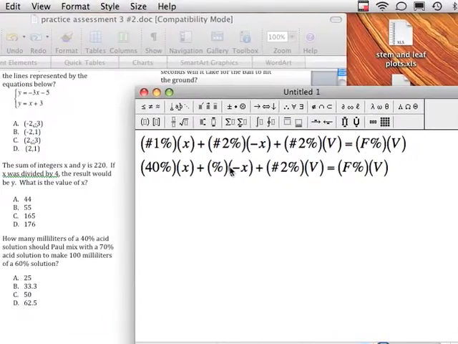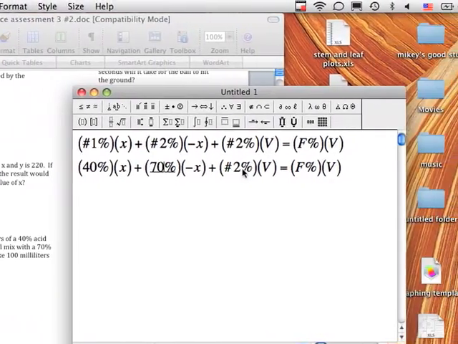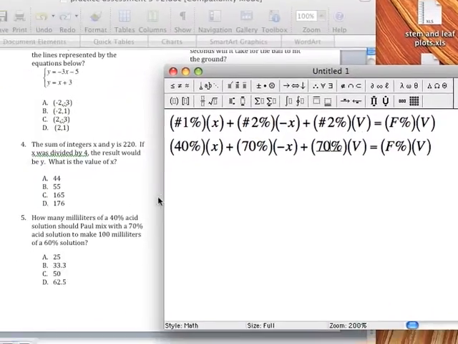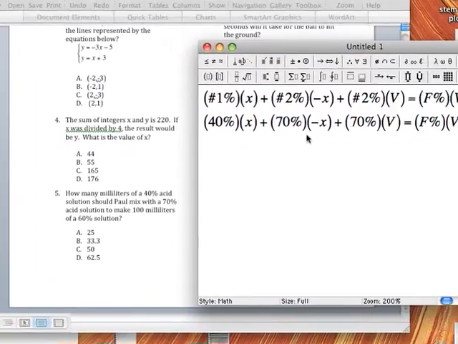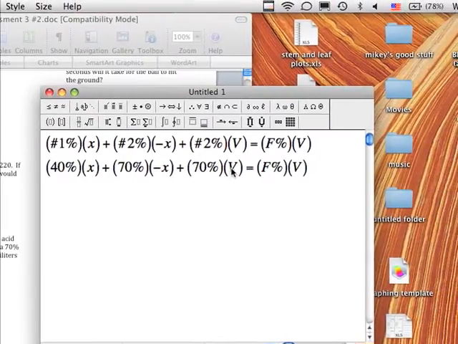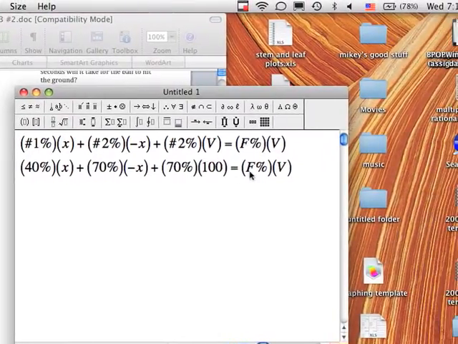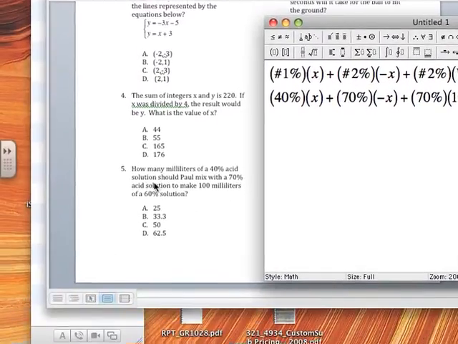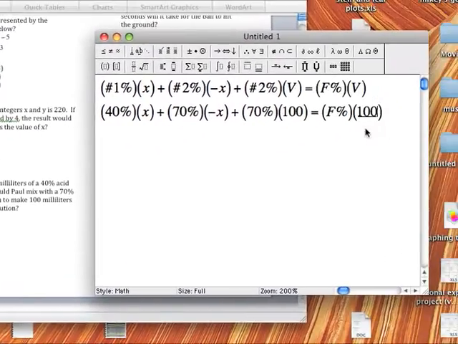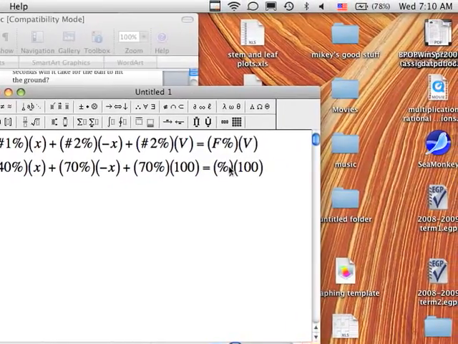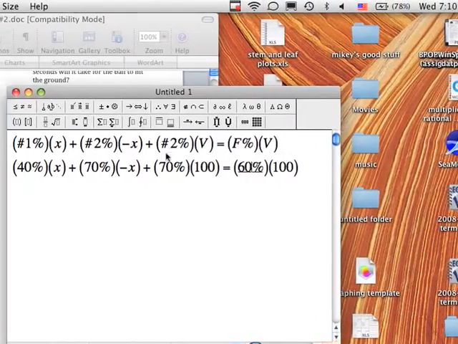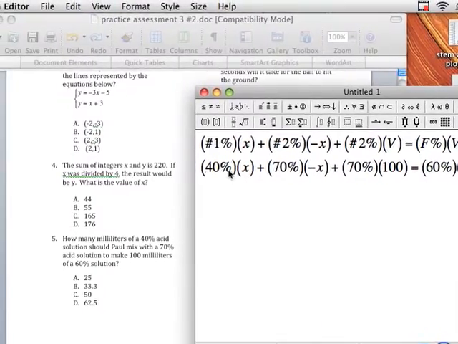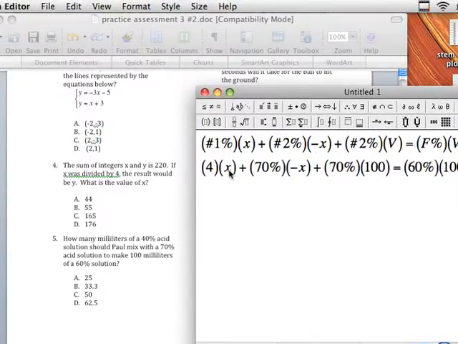So 70%. And I have it twice. My volume is 100 milliliters, and I'm just going to type 100. I'm not going to worry too much about the actual quantity. And it's in 2 places. And my final percentage is 60%. Change that to 60%.